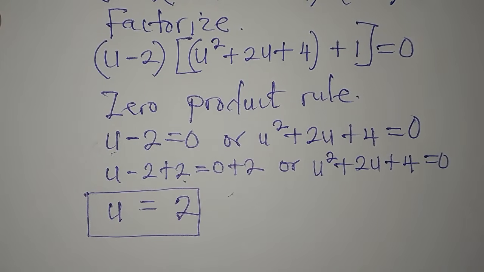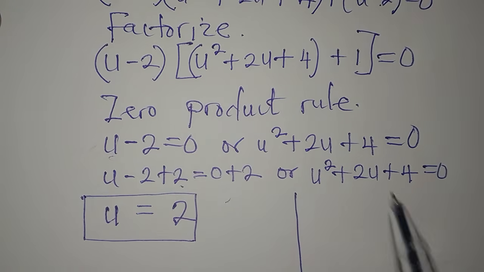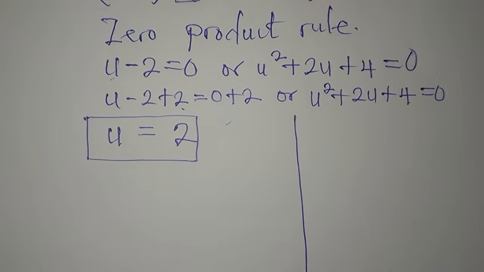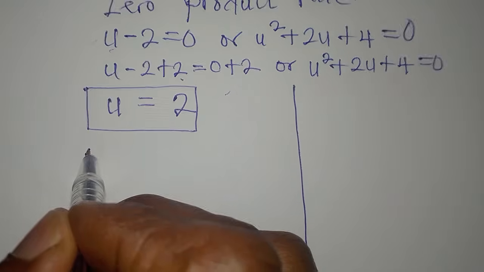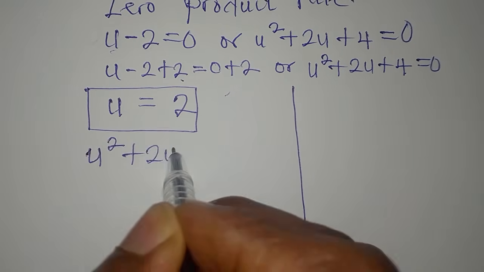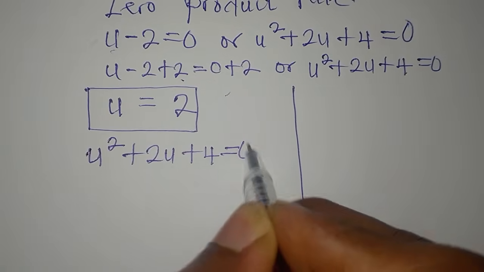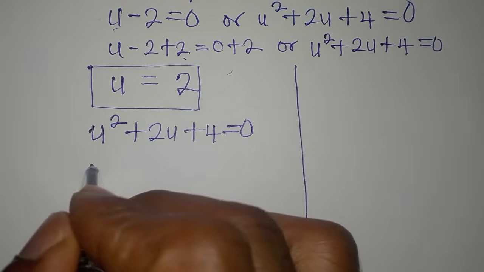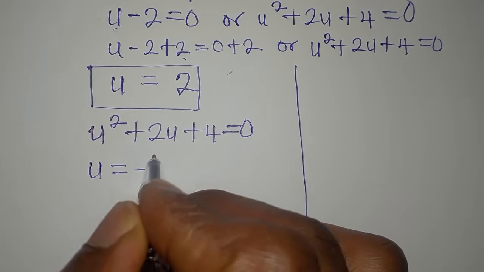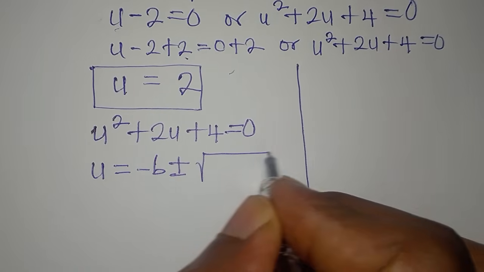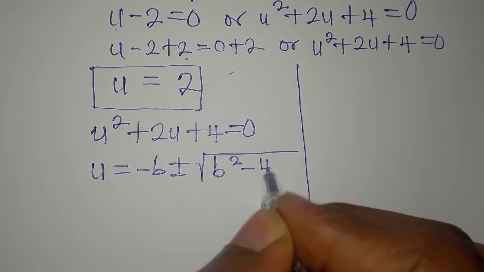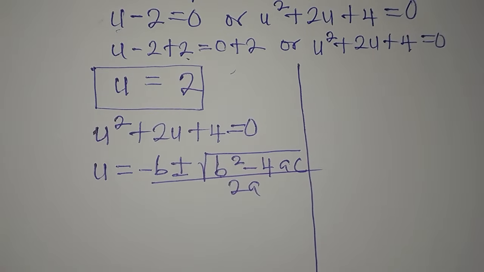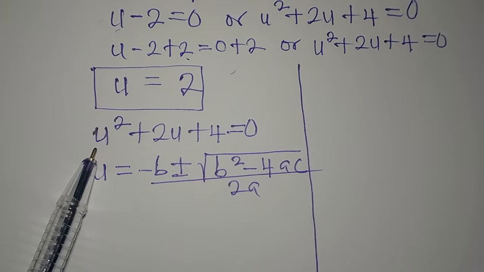Now we're going to get more solutions, and they will come from this equation. Remember, this is a quadratic equation because of the highest power of 2. So let's write it again. u squared plus 2u plus 4 equals 0. And we're going to use the quadratic formula. The formula is u equals minus b plus or minus the square root of b squared minus 4ac.